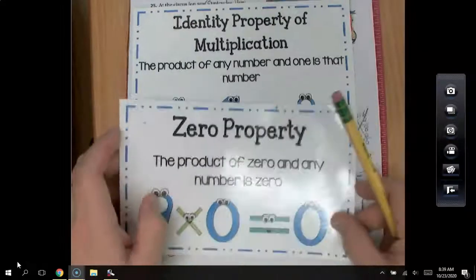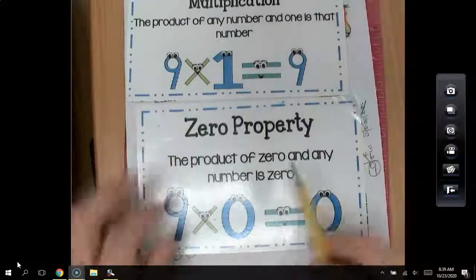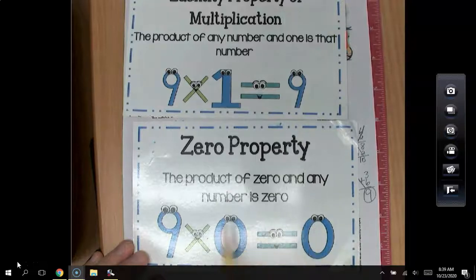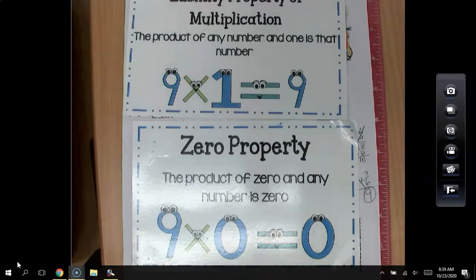And the 0 property. The 0 property is the product of 0 and any number is 0. Any number times 0 is always 0. 0 always wins. 1 always loses and 0 always wins. Great job, boys and girls. Go ahead and rewatch this video if you need to. I know you guys are going to be multiplication masters.